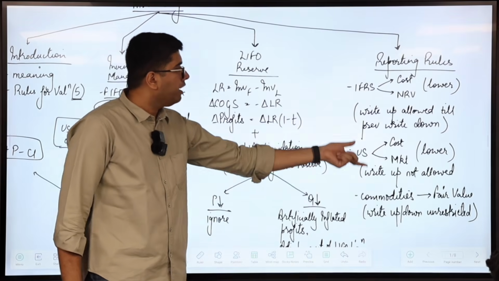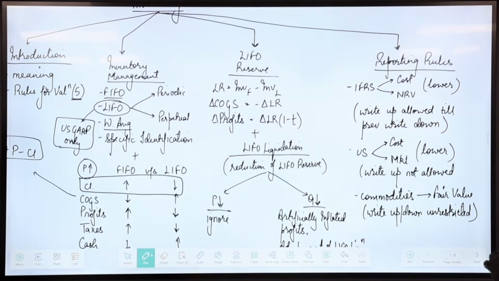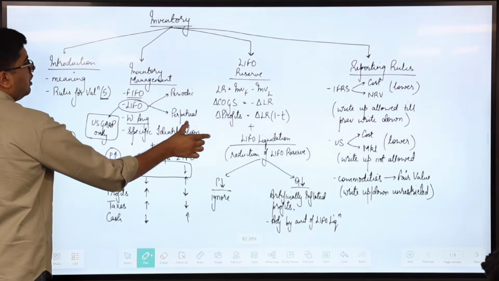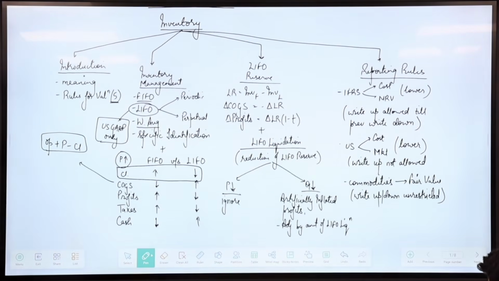For commodity, IFRS and US GAAP are both on common grounds. So this covers our entire discussion of inventory. Any doubts or queries?